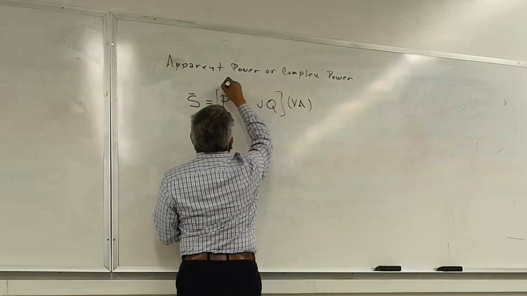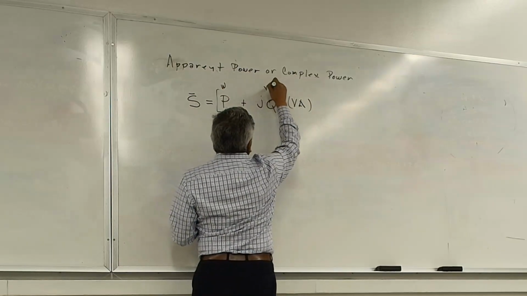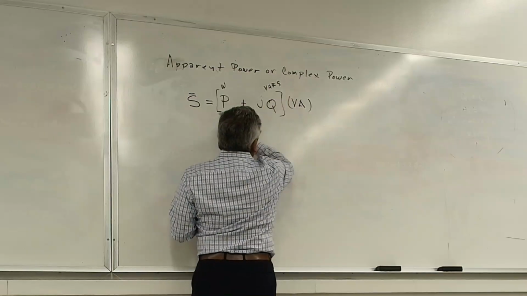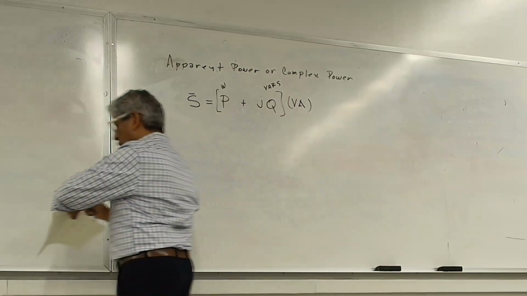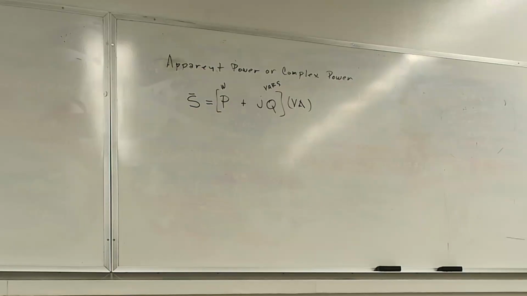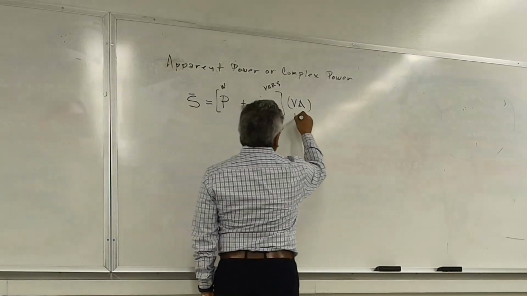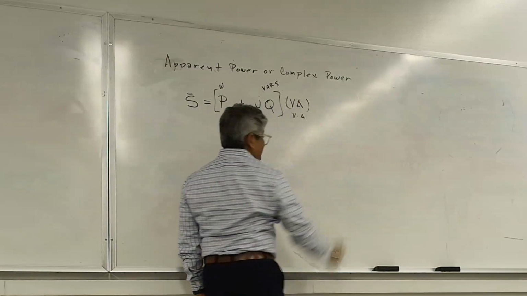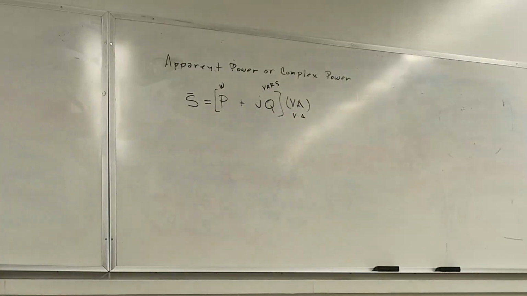So this is watts, this is VARs, and the combination of the two is what we call volt amperes. Oh, sorry, what does VARs mean? Volt ampere reactive. Oh, okay. Volt ampere reactive and volt amperes. Now, what are the units of those? Volts times amps. This one is easy. It tells you right there. So that's one way.